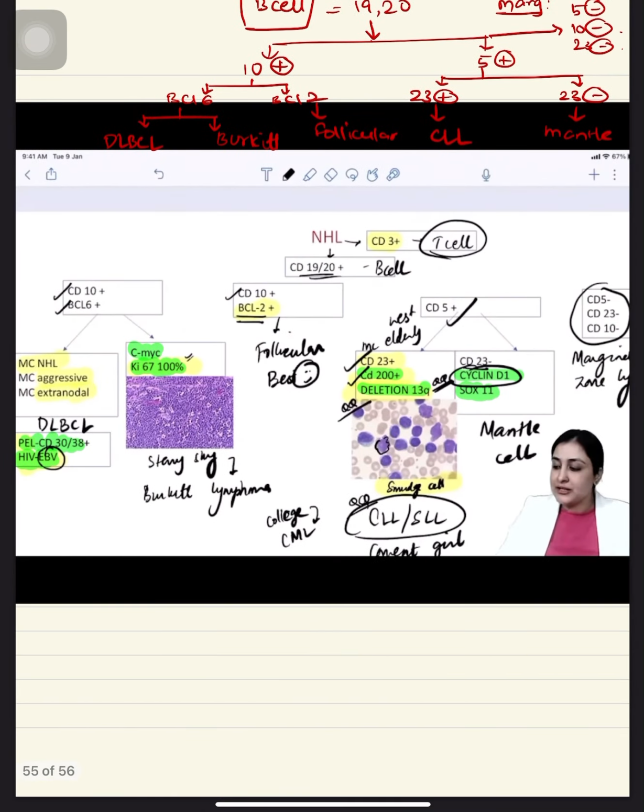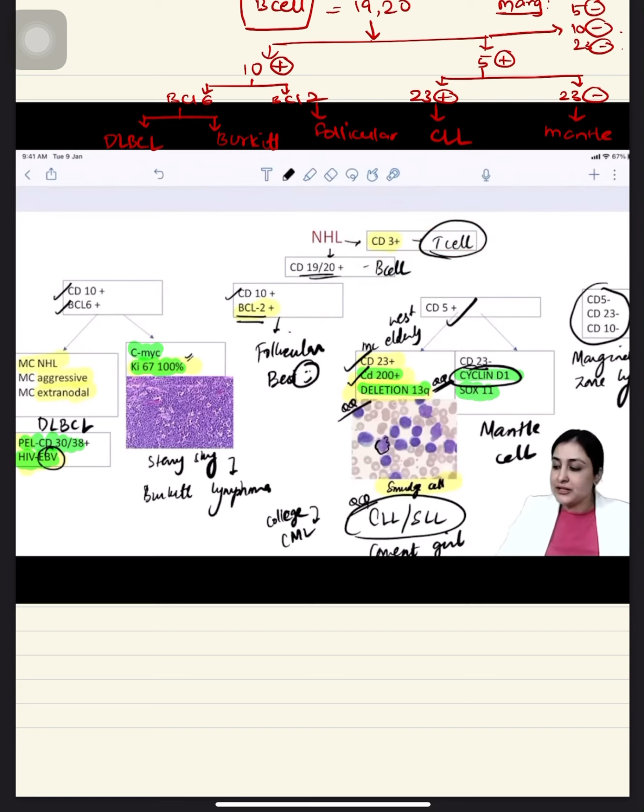Next is what are the CD markers and how to differentiate what is what. So in NHL there are two types of NHL. One is the T type and one is a B cell type. So T cell will be CD3 positive. So that is one thing that you have to eliminate. If it is CD3 positive, then it is T cell, but that's very rare. Most of the NHLs are going to be B cell.